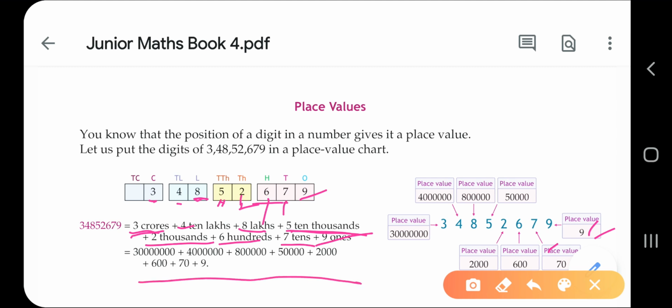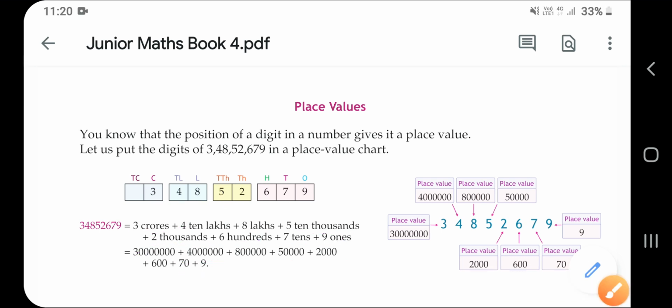We will count and put the zeros to write it in expanded form. So this is 3 crore. This is how we write 3 crore. This is 30 crore, this is 3 crore. This is 40 lakh. This is 8 lakh. This is 50,000. This is 2,000. This is 670, and this is 9.